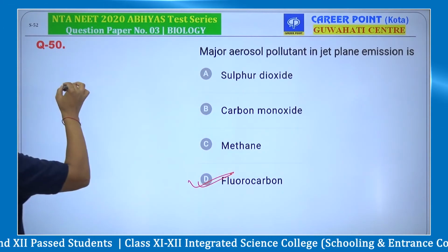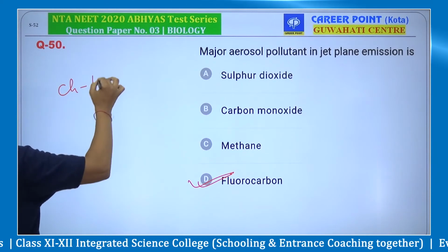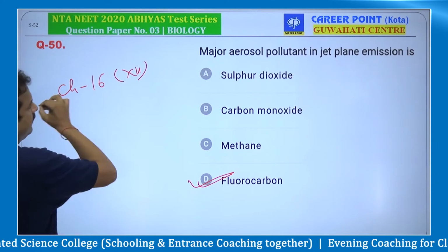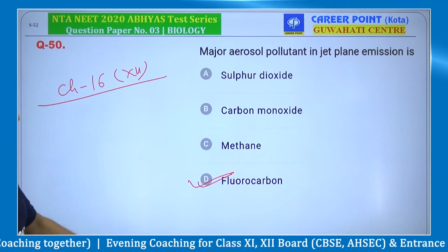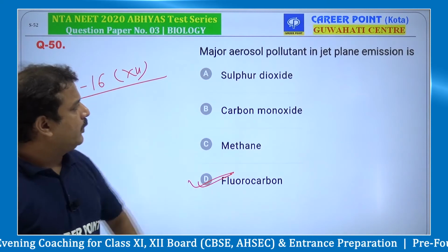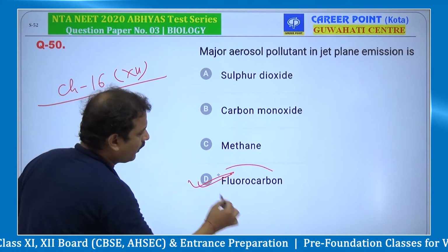So it is from chapter number 16, class 12. Okay, so this is from chapter 16. Fine. Next, the question, major aerosol pollutant in jet plane emission is the fluorocarbon.